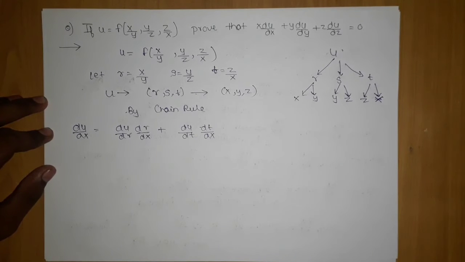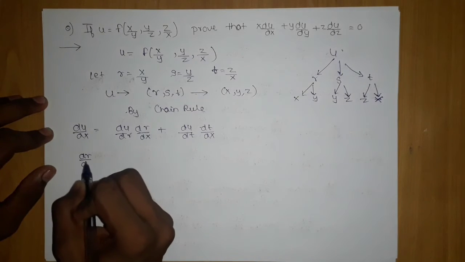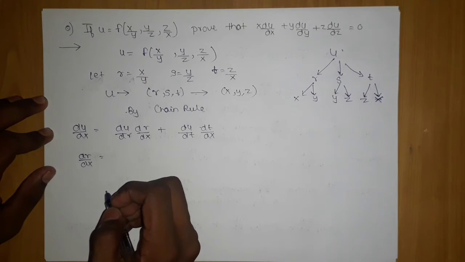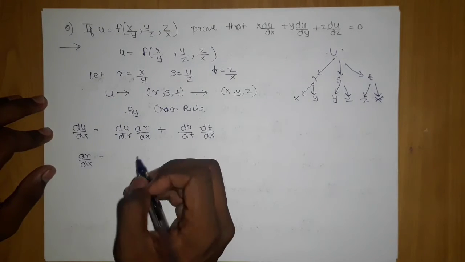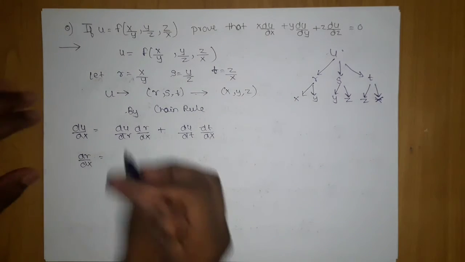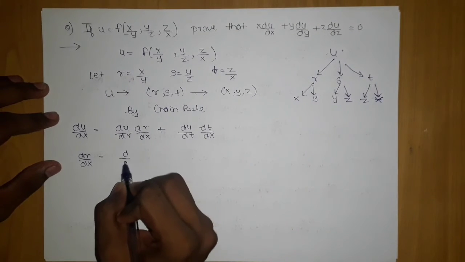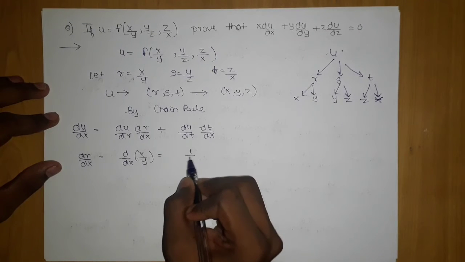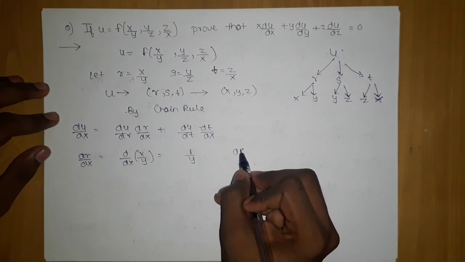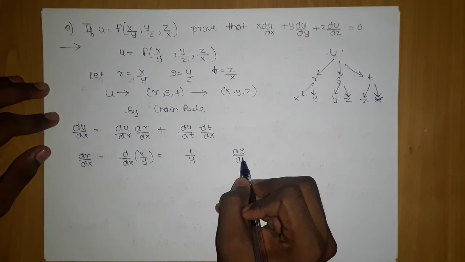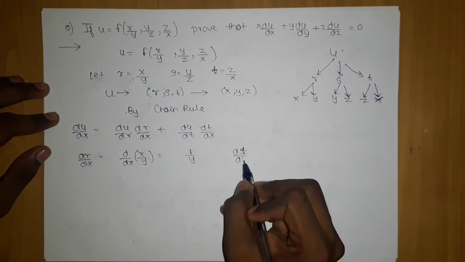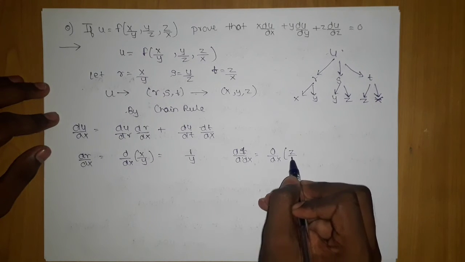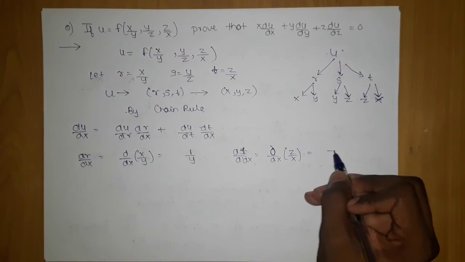Further on, let's get these values. So ∂r/∂x will be nothing but differentiating this with respect to x. Here ∂r/∂x is d/dx of r, and r is x by y. If you differentiate it with respect to x, you are going to get 1 by y. ∂t/∂x will be nothing but d/dx of z by x, so you are going to get minus z by x square.